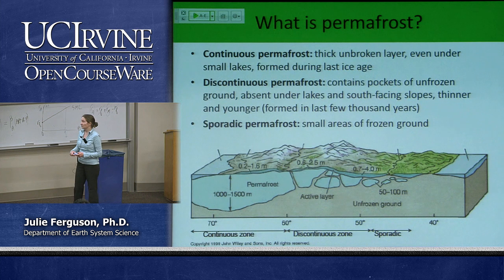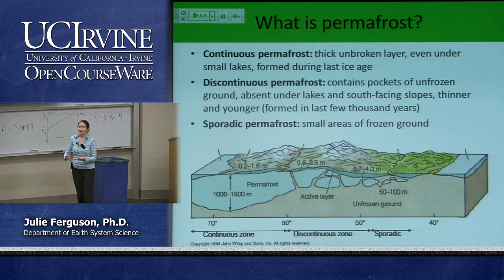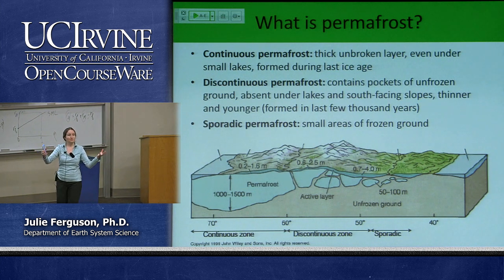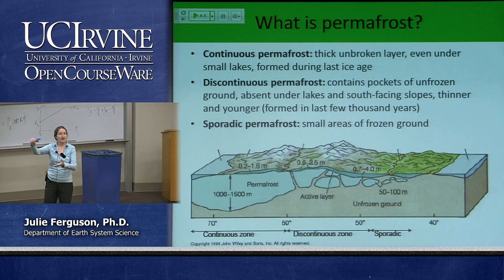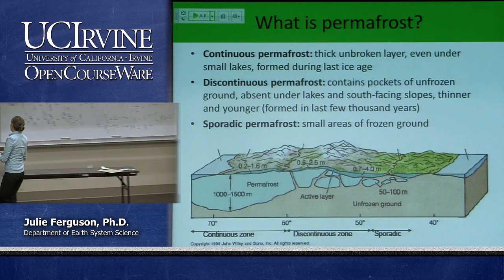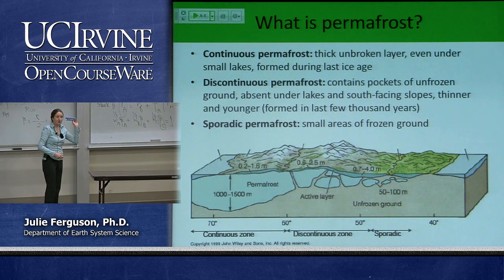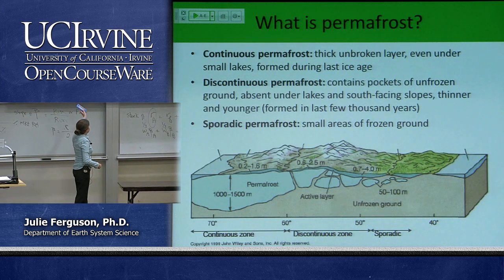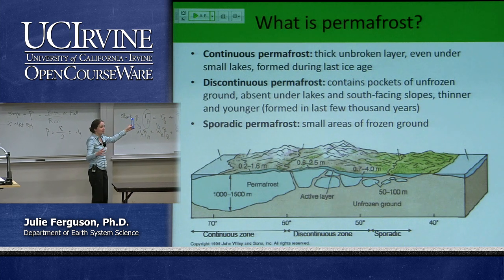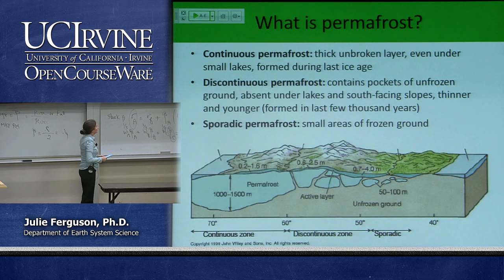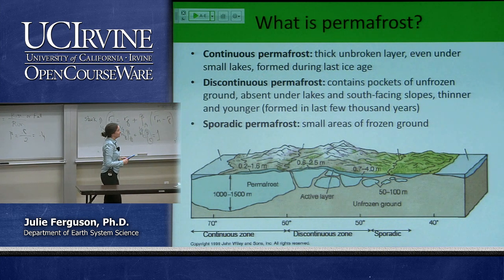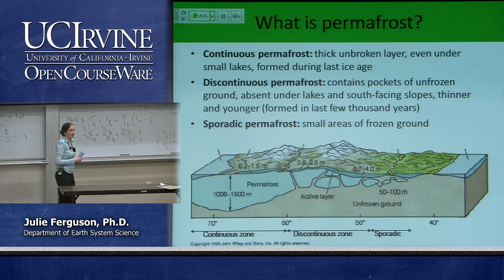So up at the top, you can see that continuous permafrost is basically thick, unbroken permafrost. If you look out at your landscape, you can be pretty certain that there's permafrost under every single square meter of that. And obviously, that was much more likely to occur up near the very coldest regions of the pole. So for example, down here, we've got our greatest thickness of permafrost, and it's also continuous across the landscape.